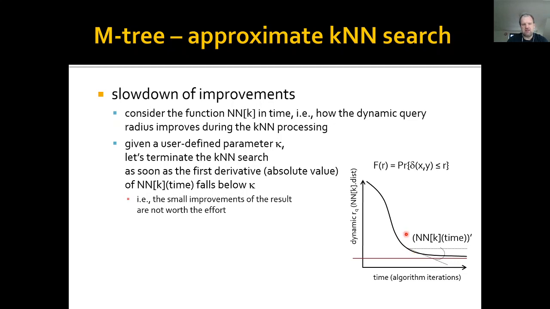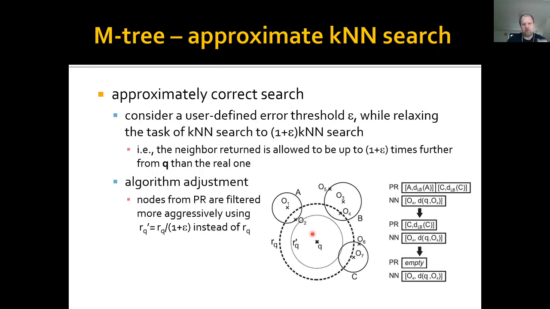Of course, this has no guarantee at all, because this is just some artificial criterion. It's just an angle. It's not a probabilistic bound, no approximate bound, nothing. It's just the relative bound of the angle. Okay, so this is slowdown of improvement.